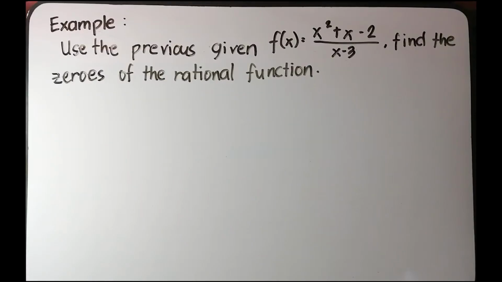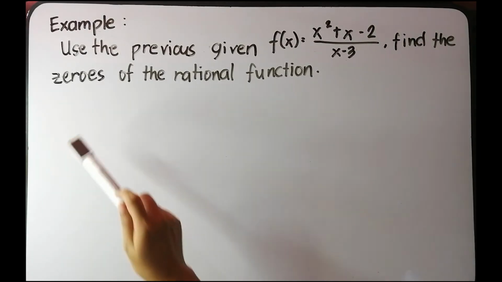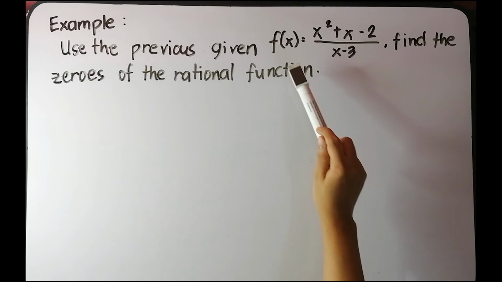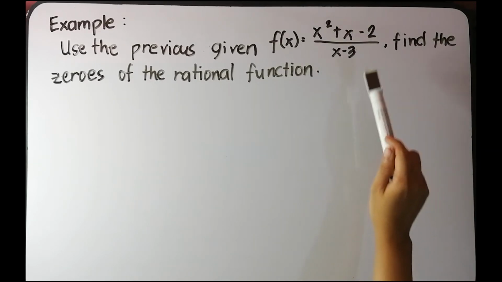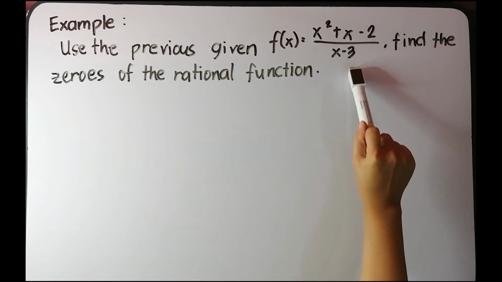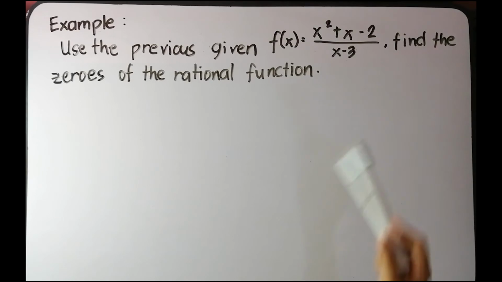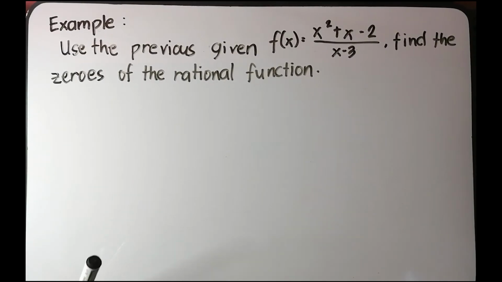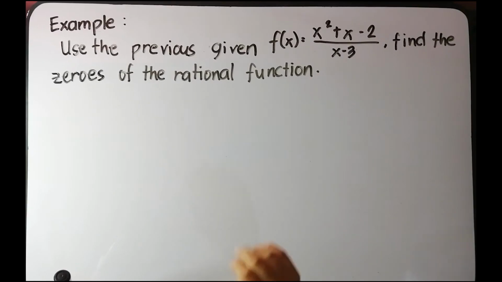So here are the examples for finding the zeros. Let us have this example. Using the previous given, we have f of x equals x squared plus x minus 2 all over x minus 3. Find the zeros of the rational function. This time we're going to get the zeros. What are the steps in finding the zeros of this rational function?